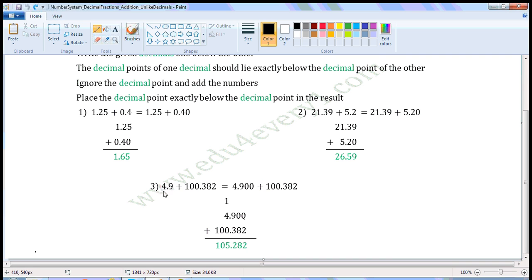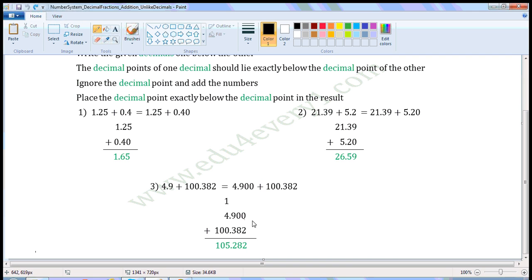Next sum: 4.9 plus 100.382. These are unlike decimals. So convert them into like decimals and add. Here there is one decimal place. Here there are three decimal places. So put 2 zeros to the right of 9 so that it becomes a decimal with three decimal places. So we can write this as 4.900 plus 100.382. Now these are like decimals. Write one decimal below the other and add.